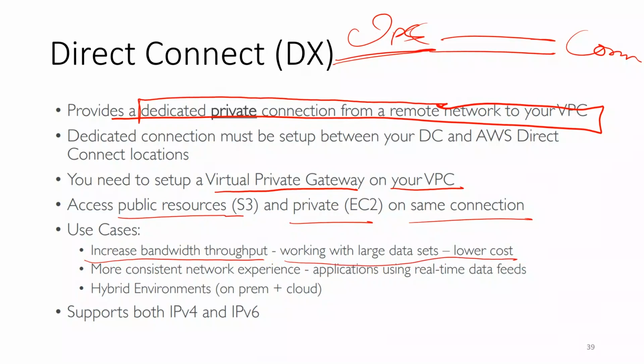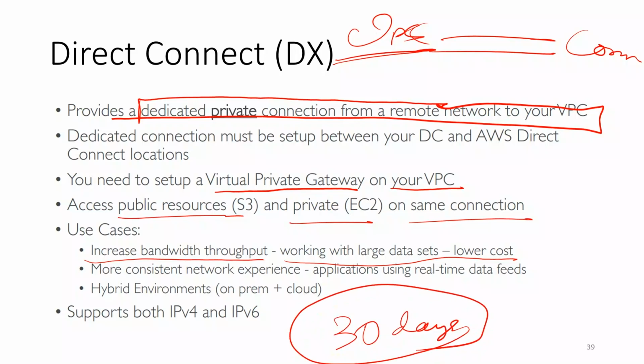Now, lower cost comes in when you have tons and tons of data and you communicate from your corporate data center to the VPC every day, every hour, because establishing the connection itself is very expensive and it takes a lot of days. It takes about 30 days to establish a Direct Connect between your corporate data center and your AWS VPC, and there are certain constraints also.